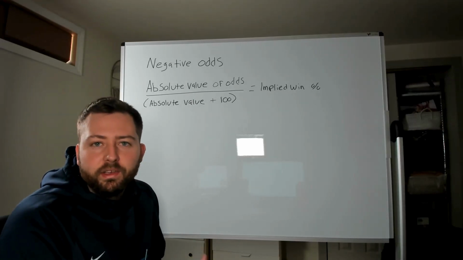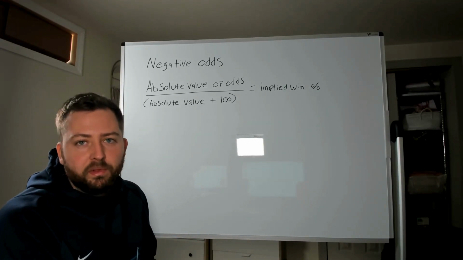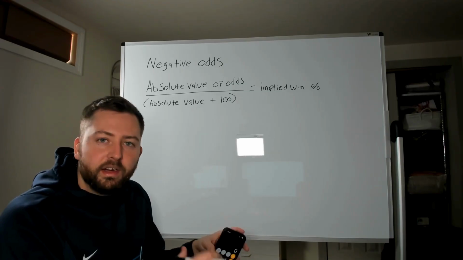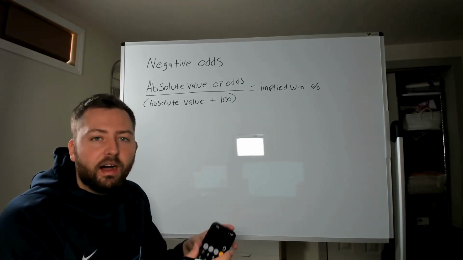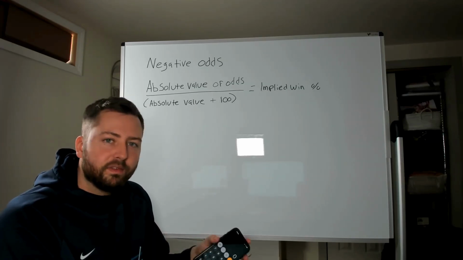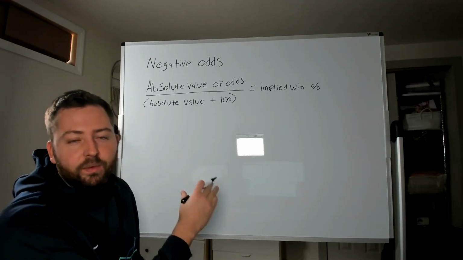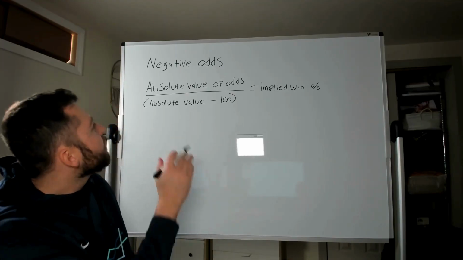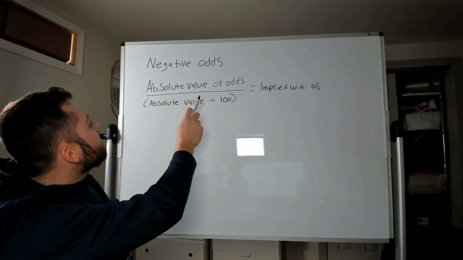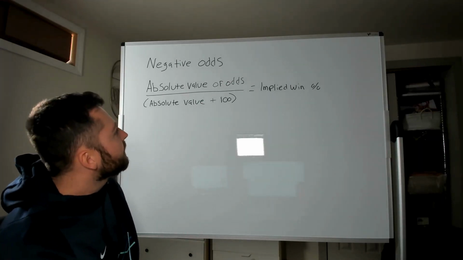All right, we have the whiteboard out here. First, we're going to solve for negative odds. Now, there are two different formulas for finding the win probability. This will just be for solving for American odds. There are negative and positive American odds, the positive odds being plus 120, plus 150, and negative odds being minus 120, minus 150. We're going to start with the negative odds. The formula for negative odds is the absolute value of the odds divided by the absolute value plus 100 in parentheses.